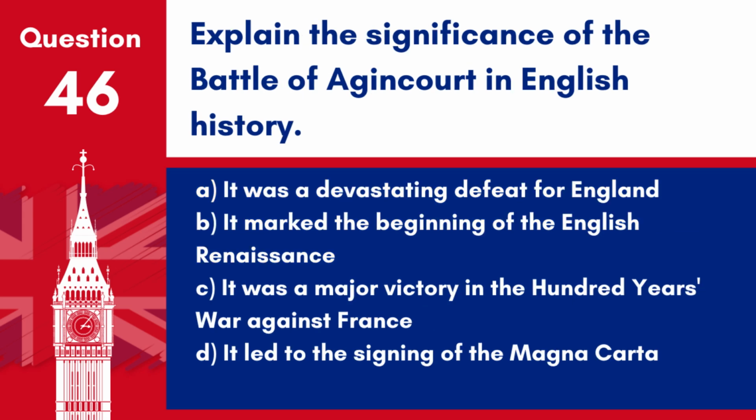Question 46. Explain the significance of the Battle of Agincourt in English history. A. It was a devastating defeat for England. B. It marked the beginning of the English Renaissance. C. It was a major victory in the 100 Years' War against France. D. It led to the signing of the Magna Carta.